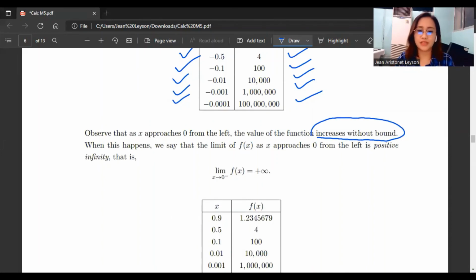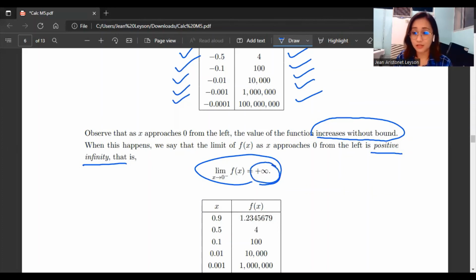So when this happens, we say that the limit of f of x as x approaches 0 from the left is positive infinity. In symbols, we write the limit of f of x as x approaches 0 from the left. Again, that little negative sign on top of 0 is read as from the left. The limit as x approaches 0 from the left is equal to positive infinity, because the function increases without bound, getting larger and larger.